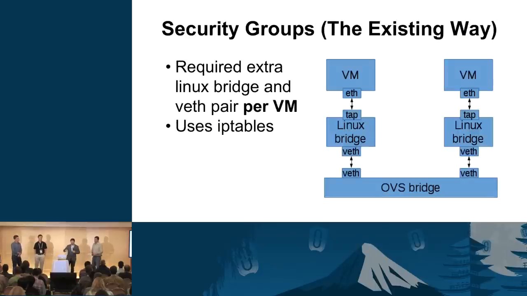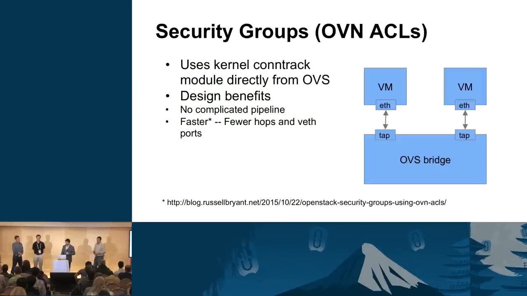Okay, so let's get into a little bit more detail of how OVN works. We're going to do a little bit of a comparison, maybe a review of how it works today. In Neutron today, to implement security groups, if you're using OVS support, you have to have some additional layers. Between your VM and the OVS bridge, we have to stick a Linux bridge in the middle and an extra veth pair so that we have a place to apply iptables rules. So that's how it works today, and then let's talk about how it works in OVN.